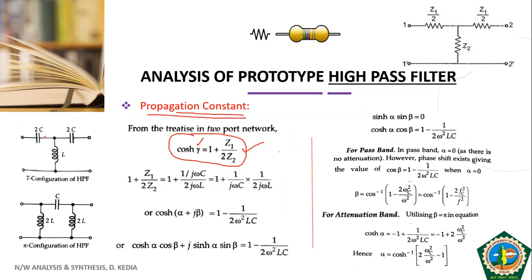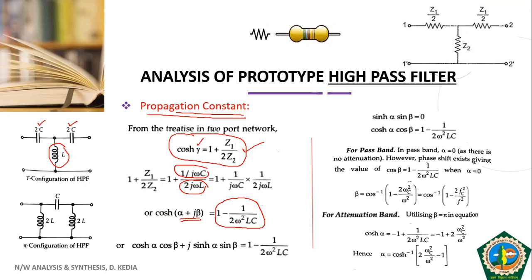Our Z1 is nothing but the capacitor, so we have substituted 1 by j omega c. This is our inductor, so we have substituted the value of Z2 here. If you solve that, what do we get? We get cos hyperbolic of gamma is equal to 1 minus 1 by 2 omega square LC. And gamma is nothing but alpha plus j beta.